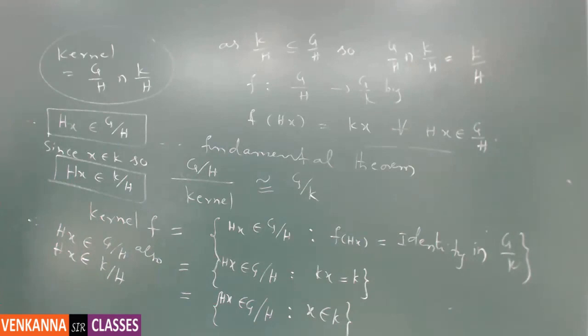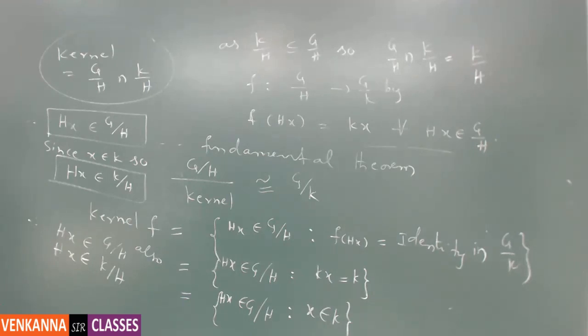Clear? Please check the approach. I simply used the definition of kernel only. How do we define a kernel? The set of all elements in the domain whose image is the identity in the codomain. Here, the codomain is G/K. The identity in G/K is nothing but K. So, f of Hx is equal to K. That is the way the kernel is defined.